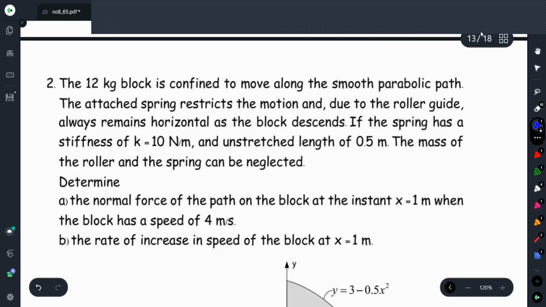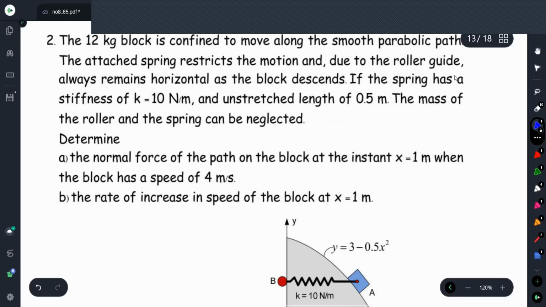Okay, let's go to the next problem. The next problem is: the 12 kilogram block is confined to move along the smooth parabolic path. The attached spring restricts the motion, and due to the roller guide, it always remains horizontal as the block descends. Okay, this is moving down.